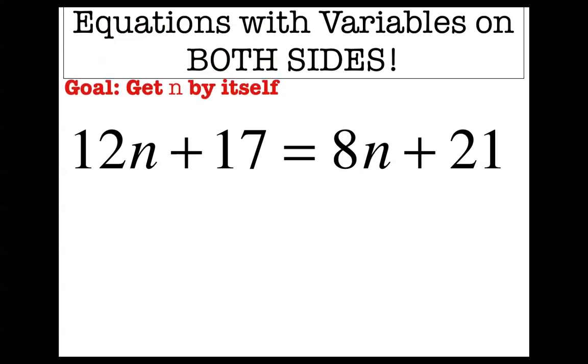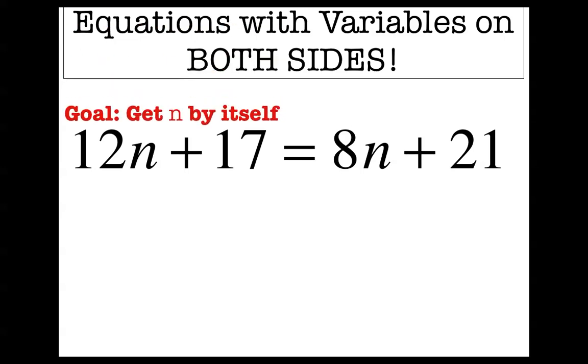Well, you know that the goal when you're trying to solve an equation is to get n by itself so that we know what n equals. But in this case, we have to ask the question, which n are we going to try to get by itself? Are we going to try to get this one by itself? Or are we going to try to get this one by itself? So you can see that when there's variables on both sides of an equation.